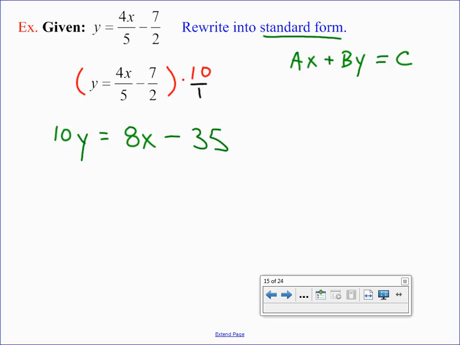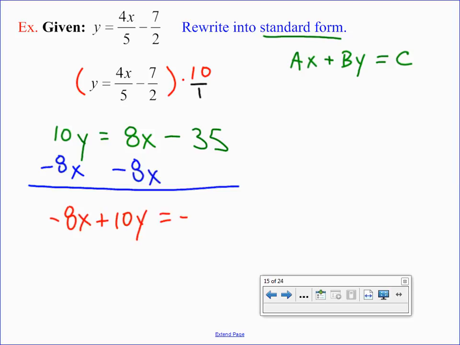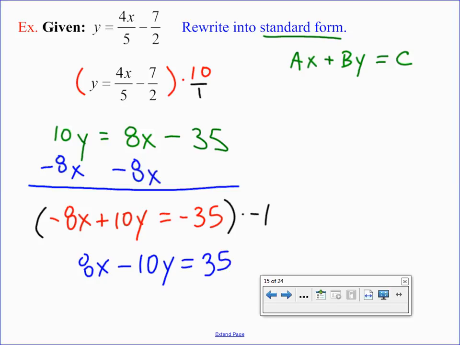I want x's and y's on the same side. So I'm going to subtract the x term from both sides to move it over to the left. That gets me negative 8x plus 10y equals negative 35. And we're almost done, but not quite. How are we going to finish this out, Luke? You times everything by -1. Thank you. And so it looks like we need to multiply everything by -1 to force that leading coefficient to be positive. 8x minus 10y equals positive 35. B and C can be negative. We don't care. We just want our A to be positive. So it looks like we've now got standard form.